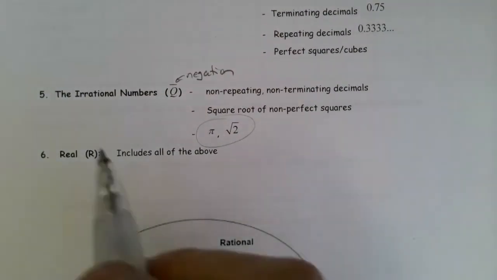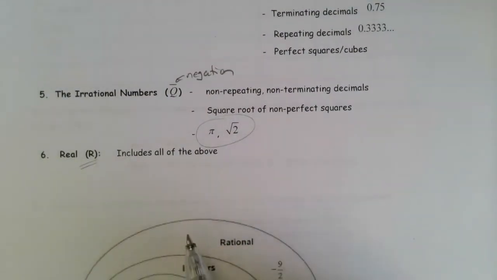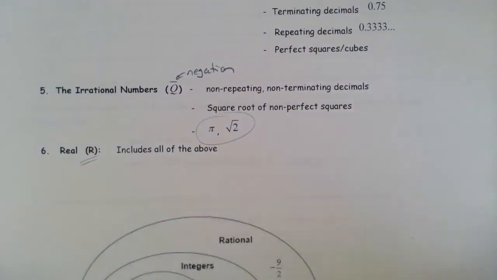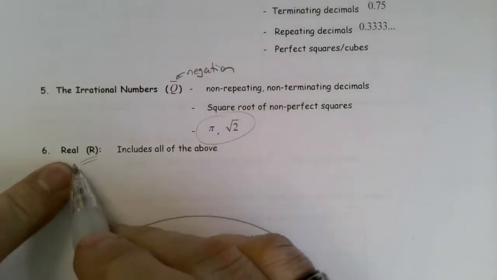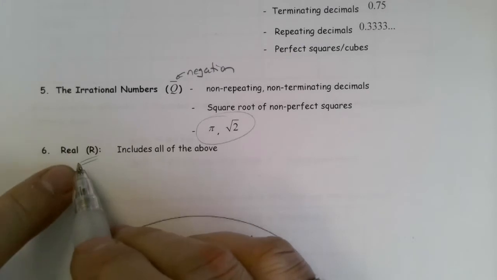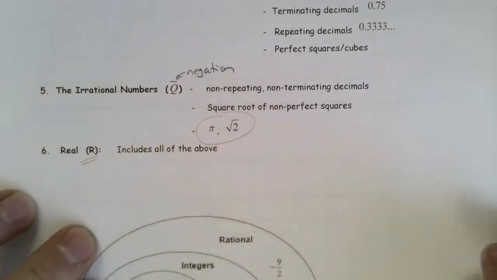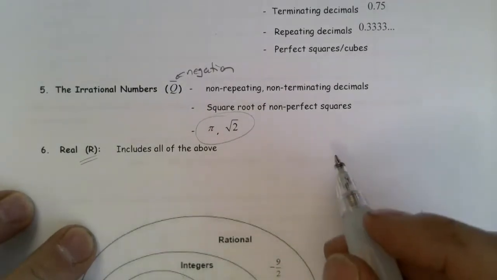Then we move on to the reals, and we're going to use R to represent the reals. That includes everything above. All the numbers that we're discussing are going to be real. Now, that might naturally lead you to ask, wait a minute, those are the real numbers, so is there something there that isn't real? And the answer is yes, there is.